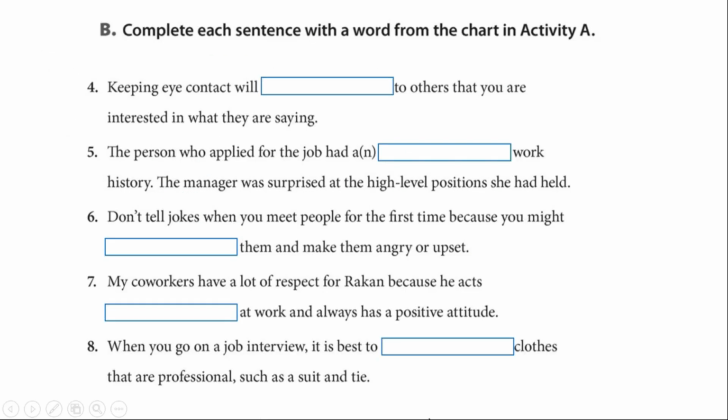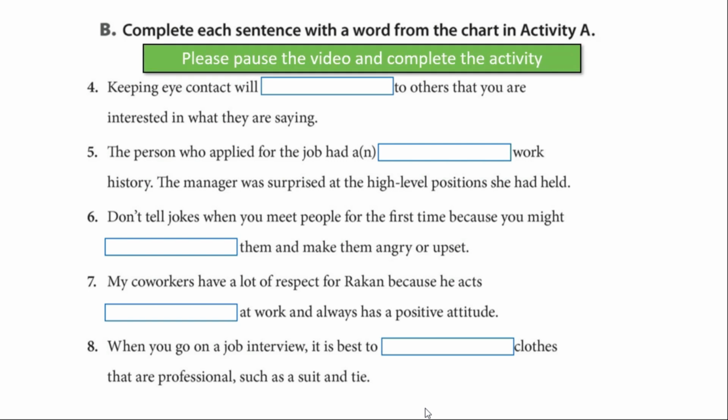Okay. B, complete each sentence with a word from the chart in activity A. So we've done 1, 2, and 3. So let's do 4, 5, 6, 7, and 8 on our own. Remember to look for keywords and the parts of speech or words that can aid us to know that it's a noun or a verb or an adjective or an adverb. Signs that we have studied. So please pause the video and try and complete the activity. Give it a go.